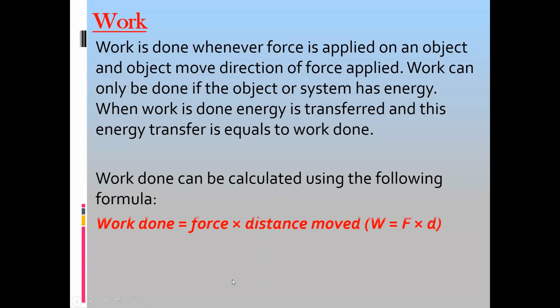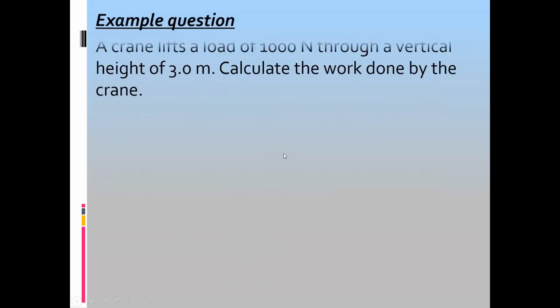If you want to calculate work done, the work done is force multiplied by distance. The force which we applied multiplied by distance gives the work done, and the unit can be Newton meter or joules.